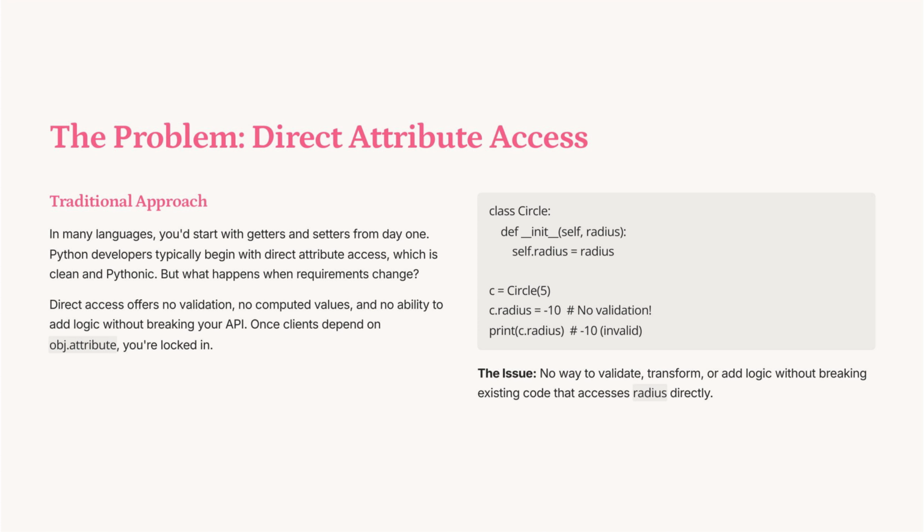Direct attribute access in Python is straightforward, but lacks flexibility. It doesn't allow for validation or logic without altering the API. For instance, setting a negative radius in a circle class is possible without checks, leading to invalid states. This approach limits adaptability when requirements evolve, necessitating a more robust solution.